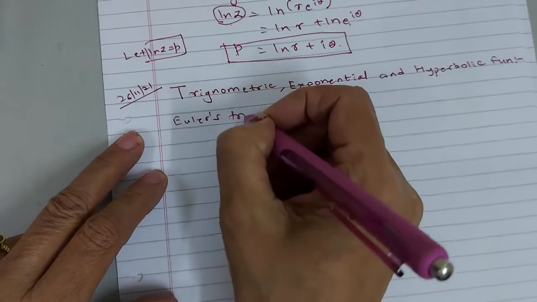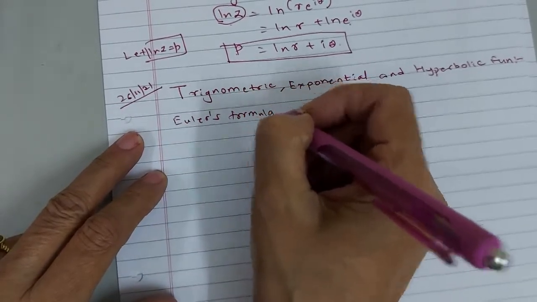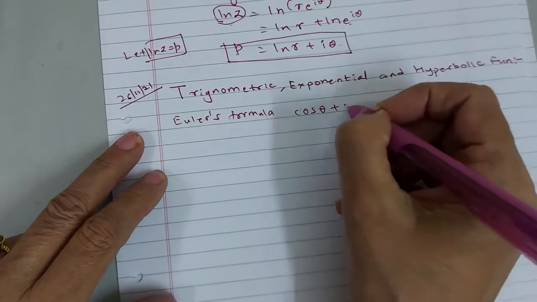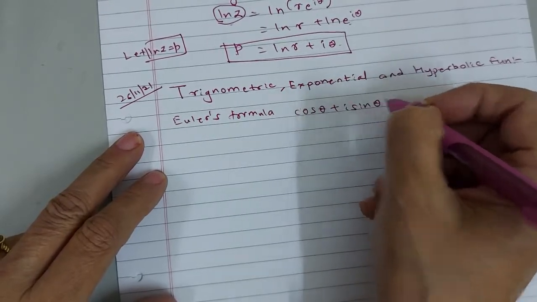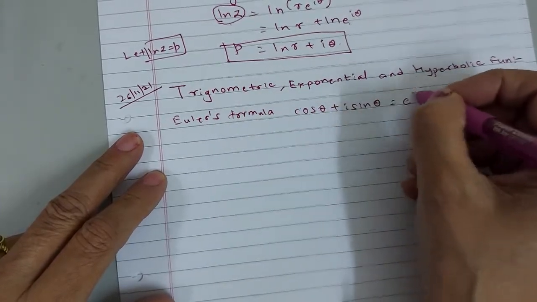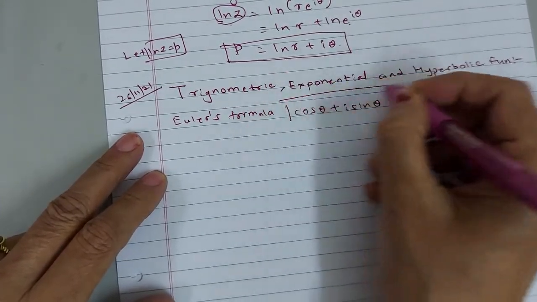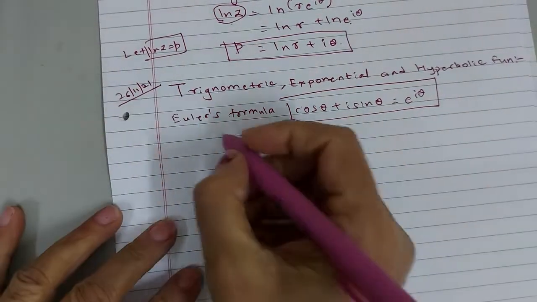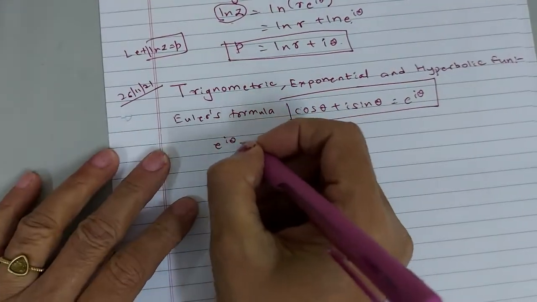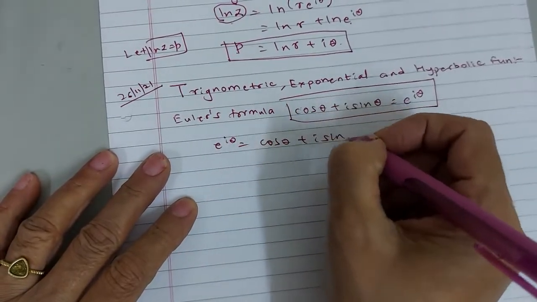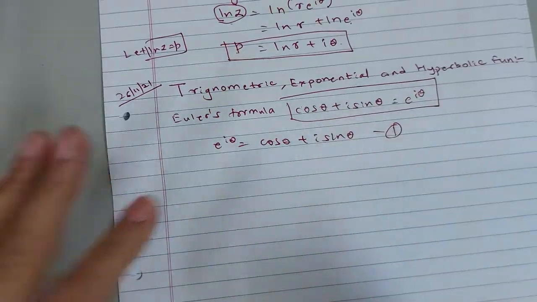So what does my Euler's formula say, as I just now told you: cos theta plus I sin theta is equal to e to the power I theta. This is our starting statement. Correct? So I'll write it in this fashion: e to the power I theta is cos theta plus I sin theta, equation number 1.